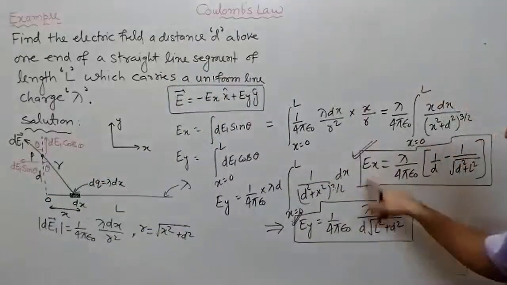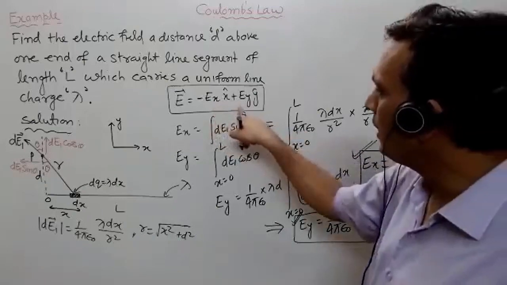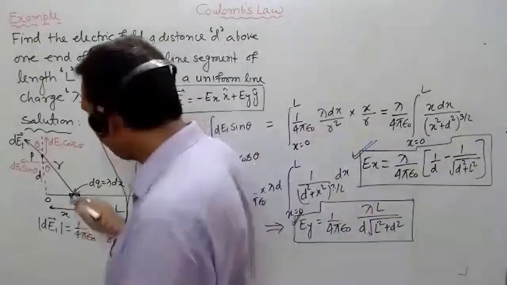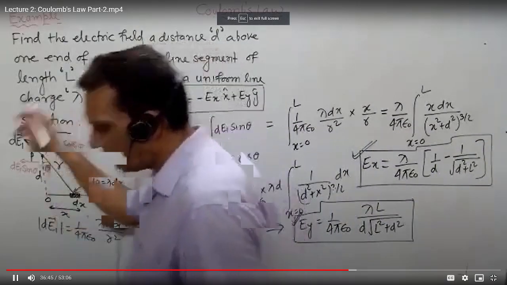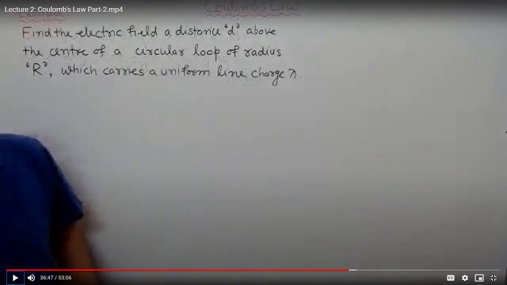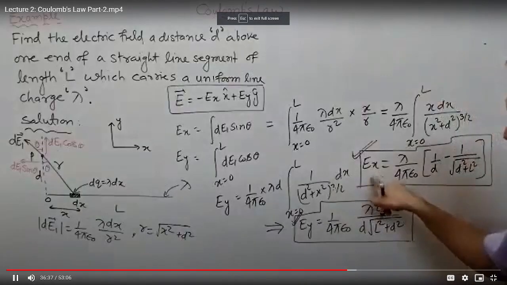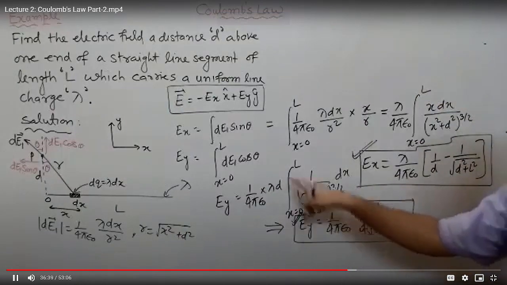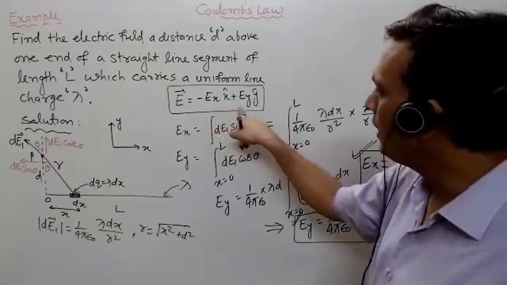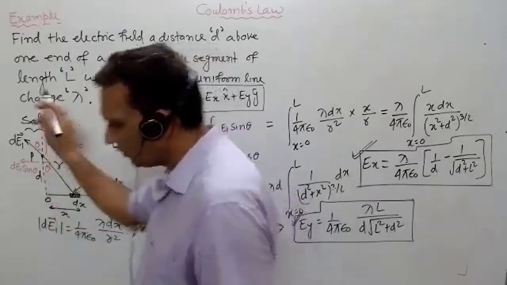So we have calculated Ex and Ey. E is minus Ex x cap plus Ey y cap. This is the field at this end of the wire.